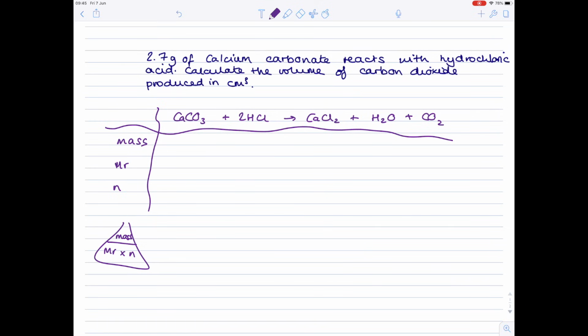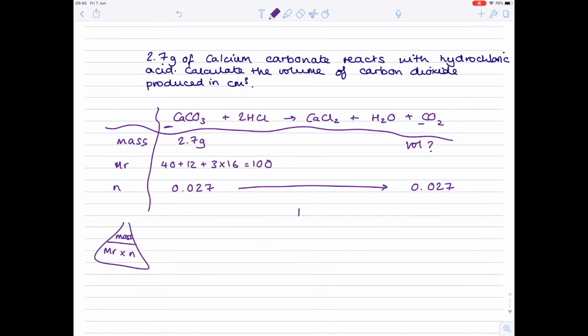So input into the table the information you have. So that's 2.7 grams, and we're after the volume of carbon dioxide. So the MR of calcium carbonate is 40 plus 12 plus 3 lots of 16, which equals 100. So the number of moles is mass divided by MR, so 2.7 divided by 100, which is 0.027. Now check the mole connection. It's 1 to 1, so we can just steal that number of moles and put it here.